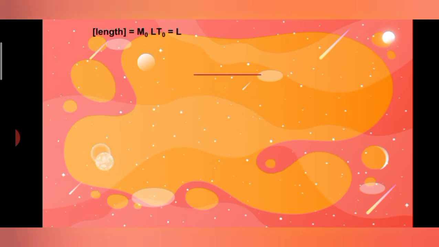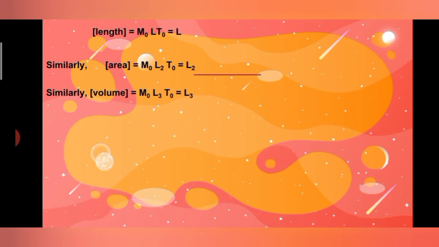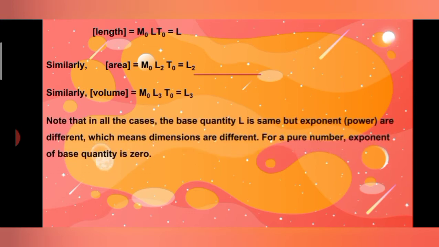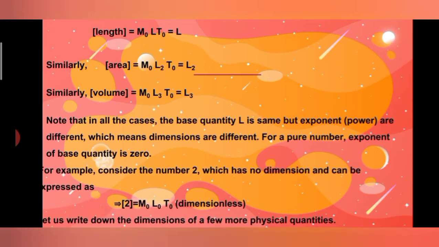Length: [L] = M⁰ L T⁰ = L. Similarly, area = M⁰ L² T⁰ = L². Similarly, volume = M⁰ L³ T⁰ = L³. Note that in all the cases the base quantity L is the same but the exponent powers are different, which means the dimensions are different. For a pure number, the exponent of each base quantity is 0. For example, consider the number 2, which has no dimension and can be expressed as M⁰ L⁰ T⁰, dimensionless.